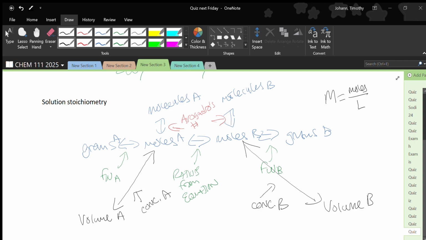Let's think about how we would do that. When I think about concentration of A, I've got a volume, right? And what the molarity tells me is that if I have 1 liter of A, I have X moles of A, right? I can express that molarity as that, because it's moles per liter. Does that make sense? Let's do it in a problem.